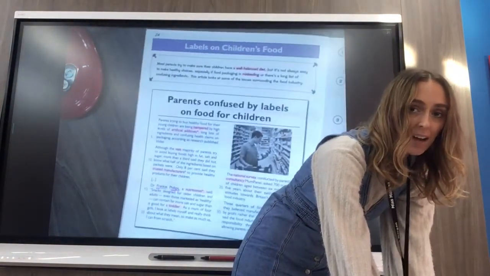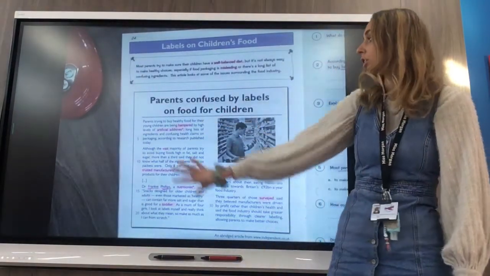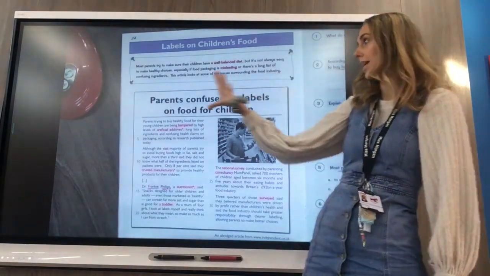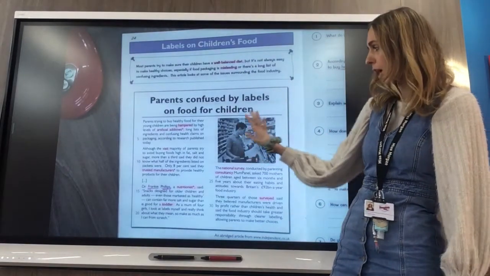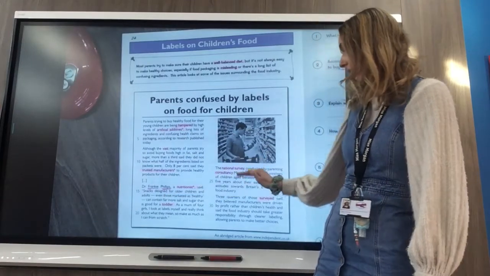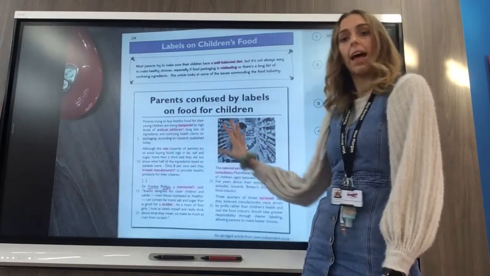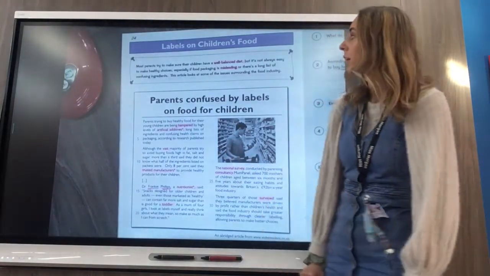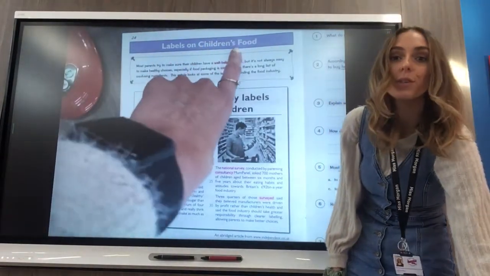And you should have, what I can see, is a newspaper article. Okay, and I know it's a newspaper article because it's got a big, bold title that makes it stand out. It's got a photo, a picture, and it's got some small paragraphs. And I know it's a newspaper because it's got paragraphs on the left and on the right as well, because I never see a story written like this. Okay, and it's called Labels on Children's Food.